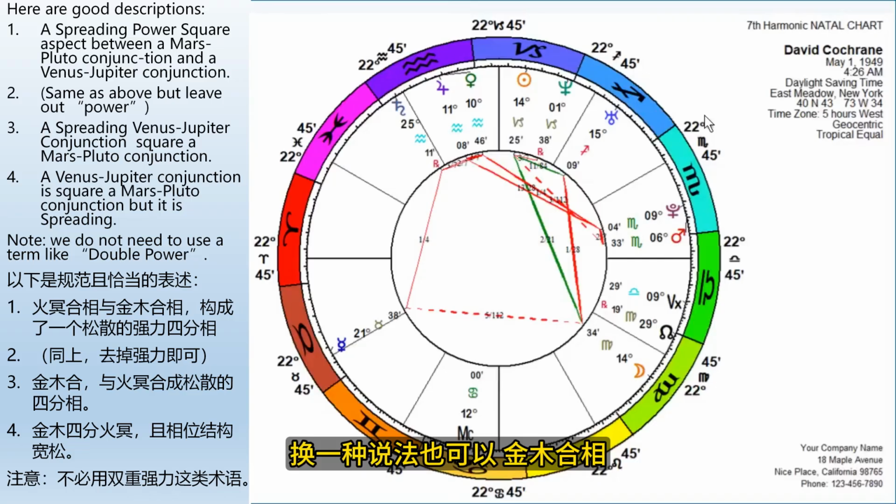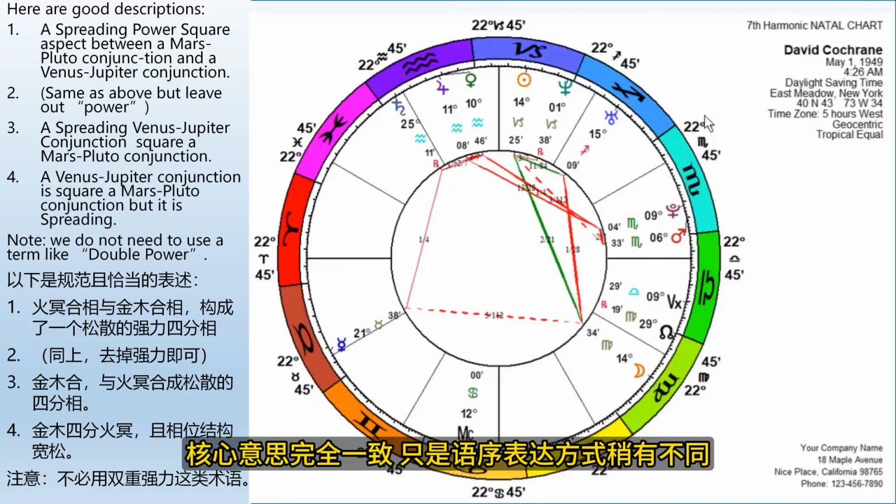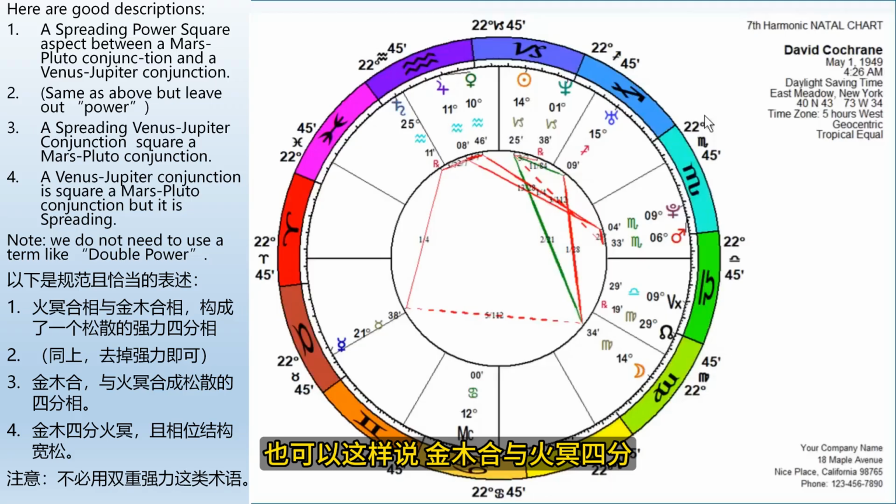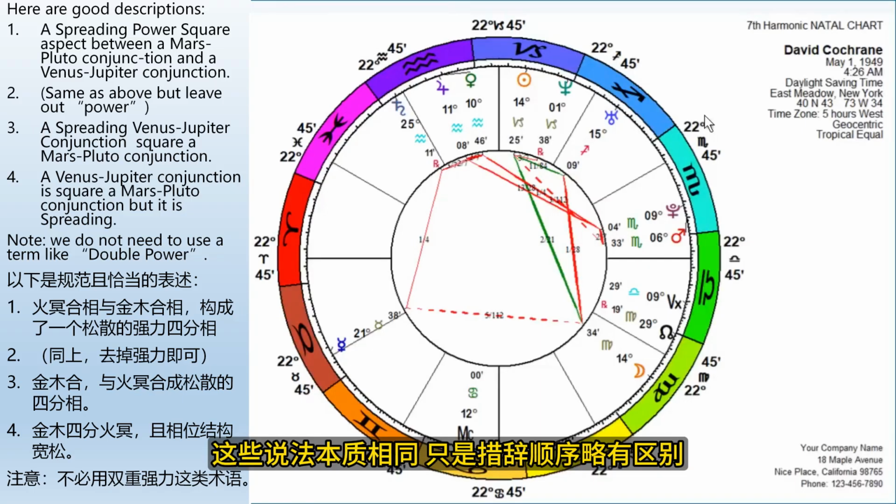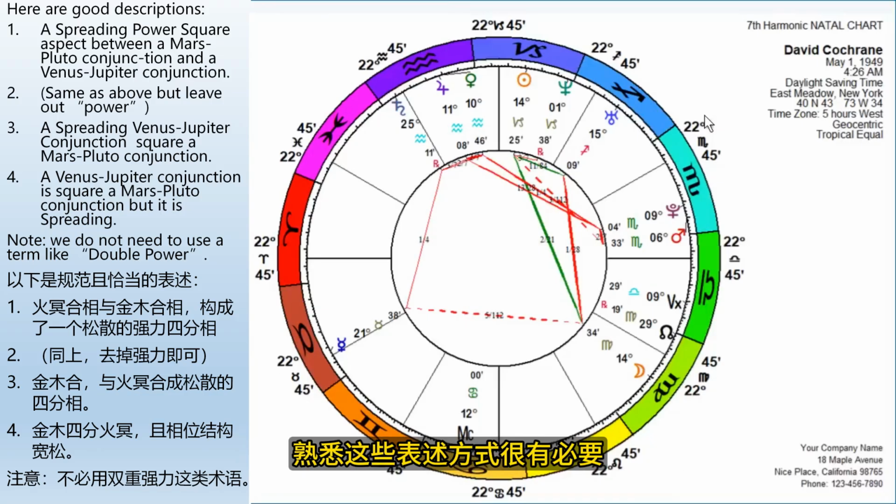Now, another way to say it is you could say a spreading Venus-Jupiter conjunction square a Mars-Pluto conjunction. That's a good description. It's basically the same thing said above, just ordering the words a little bit differently. Another way you could say it: a Venus-Jupiter conjunction is square a Mars-Pluto conjunction, and the pattern is spreading. All of these are essentially the same thing stated a little bit differently. It's good to go over this.